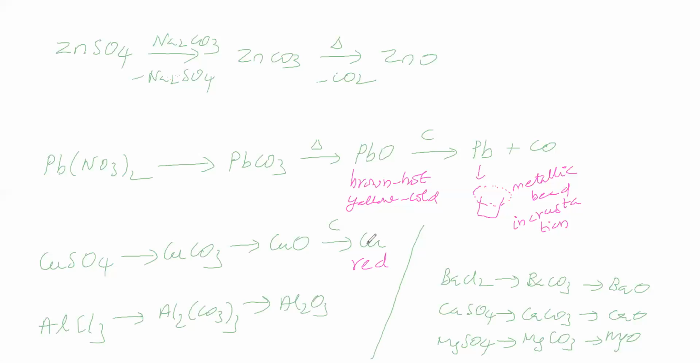So copper is available. Copper wire appears reddish brown. Copper sulfate is light blue. With sodium carbonate it gives copper carbonate, which is green. Copper carbonate on decomposition gives cupric oxide. This cupric oxide with reducing flame carbon becomes copper. Copper is reddish brown.